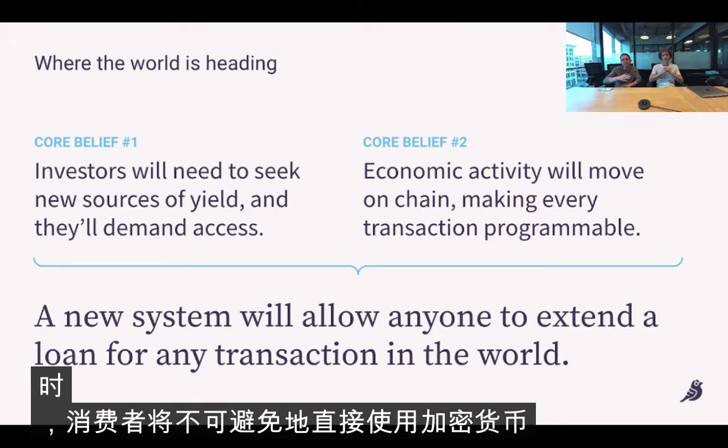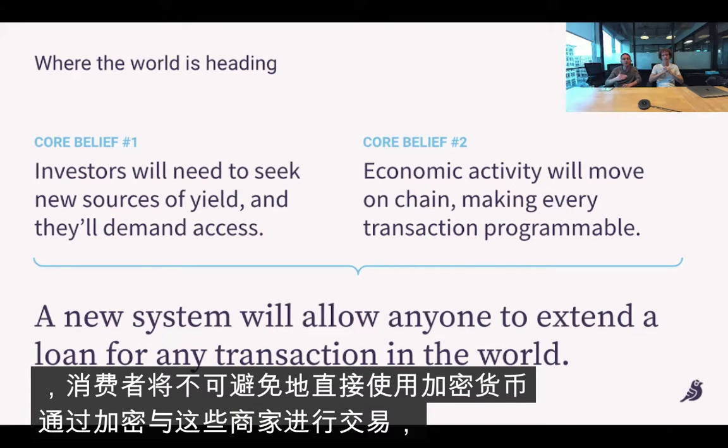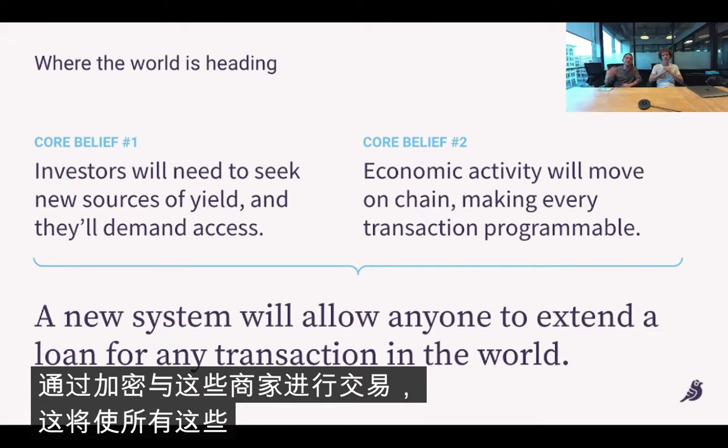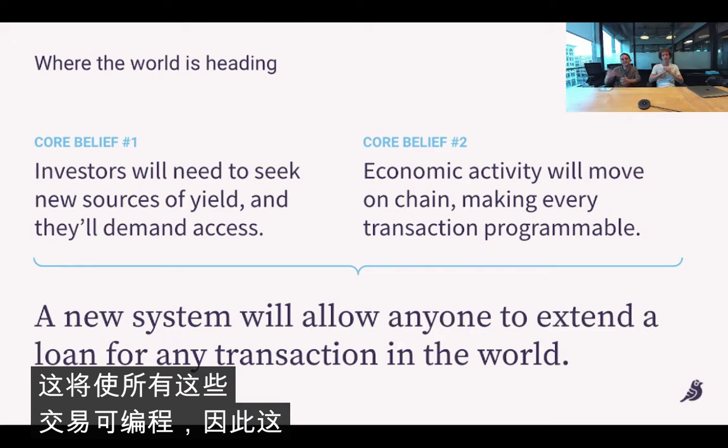And when we have consumers looking for crypto accounts and merchants looking for crypto accounts, it's inevitable that the consumers will just directly transact with those merchants through crypto. And that will make all of these transactions programmable. So that's the second belief.